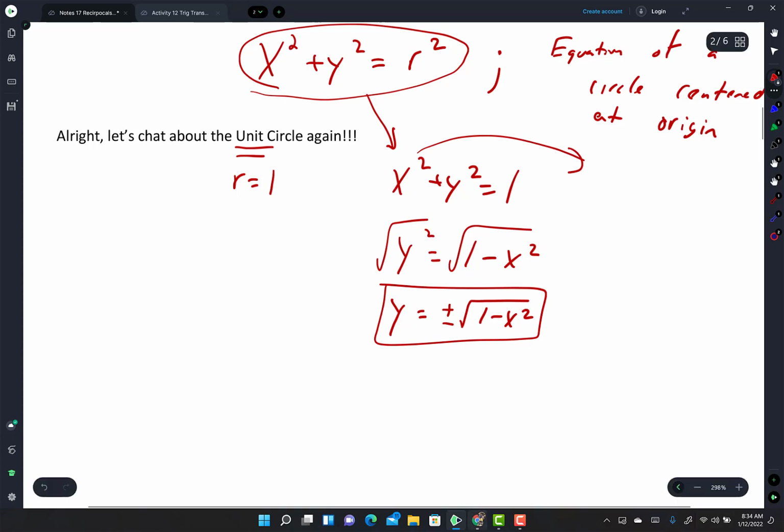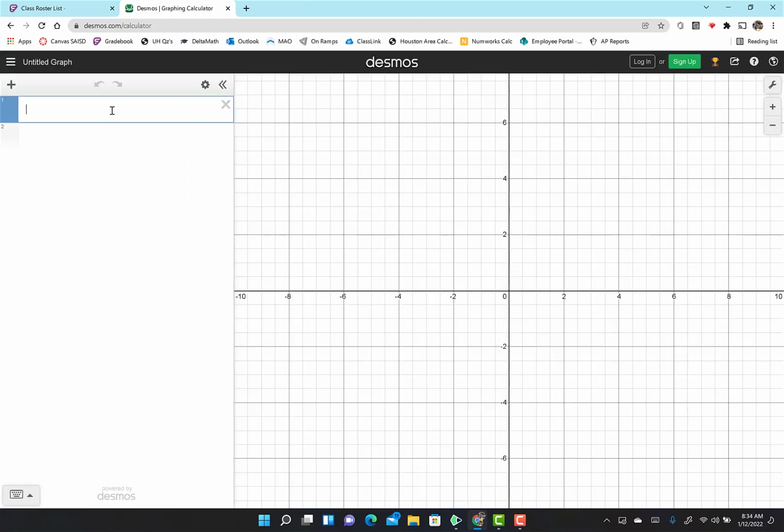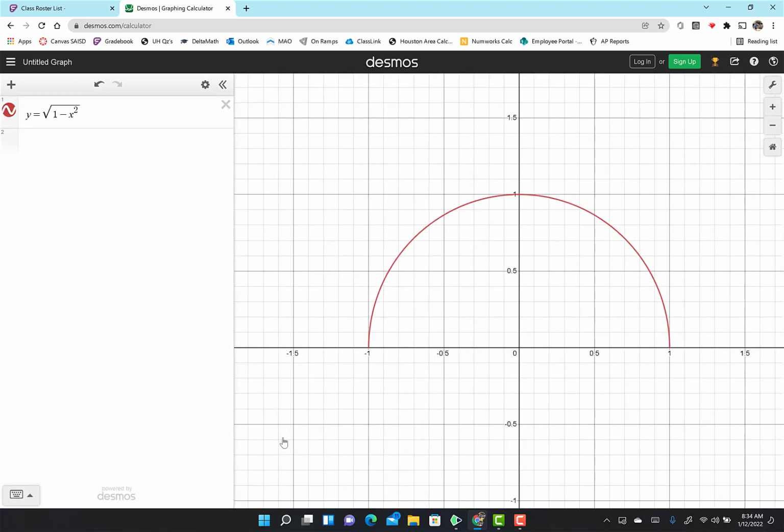So check it out. I'm going to take out Desmos. And here's my Desmos. And I'm going to click Graphing Calculator. Oh, watch it not work, right? It's going to work, I promise, 100%. y equals, and then we're going to go square root. Where are you, square root? 1 minus x squared. Now, notice, I only get the top half.